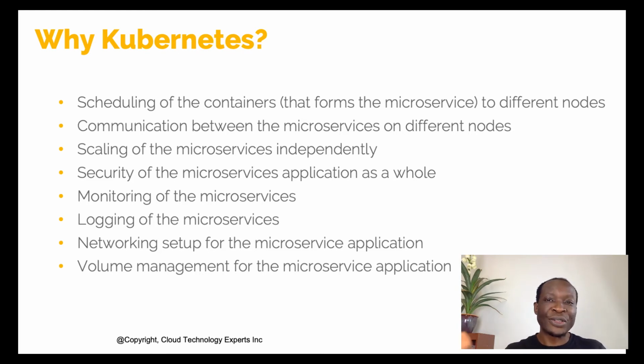Why? Because Docker was designed to run on a single node. So if I needed to scale beyond more than one node, I need something that can help me scale my containers across different environments. This is where Kubernetes comes in. This is where Kubernetes shines.